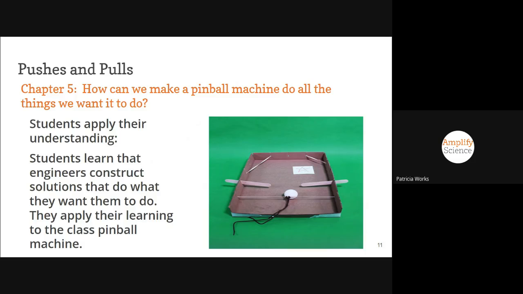By the end of Chapter 5, students can more independently construct a solution to a problem by planning and constructing solutions based on what they've learned, then testing, evaluating, and revising their solution to better meet design goals.